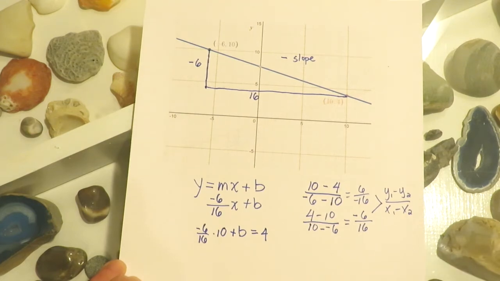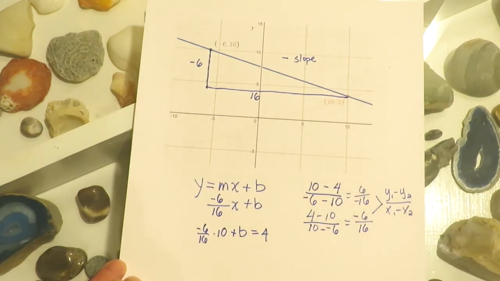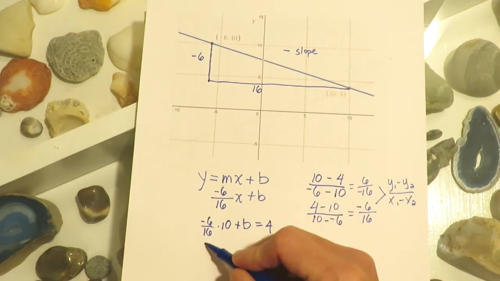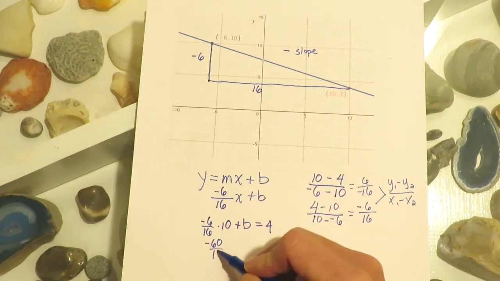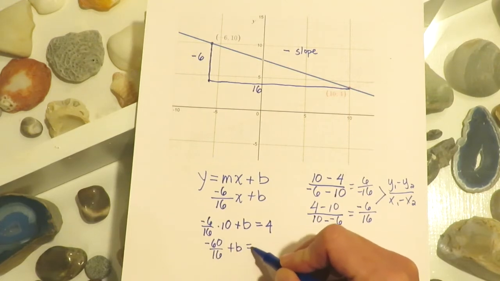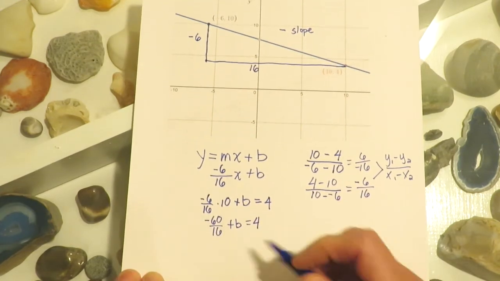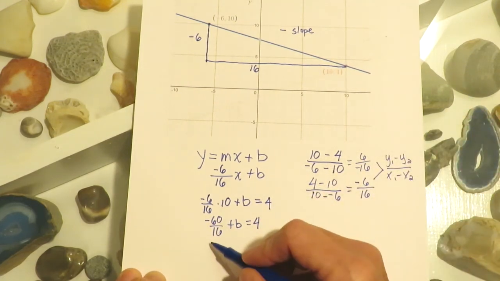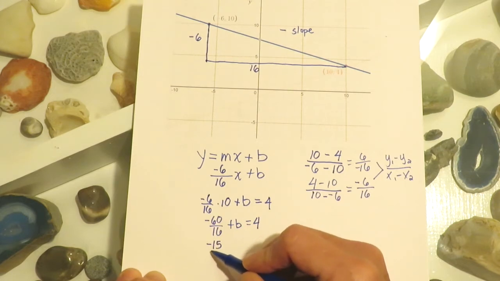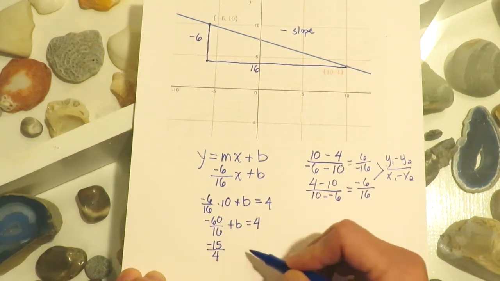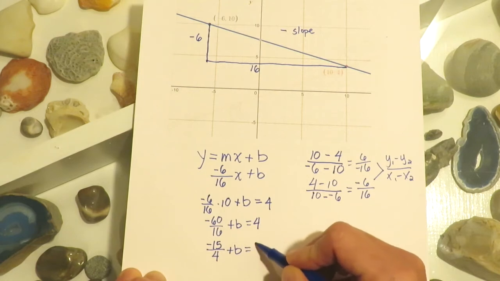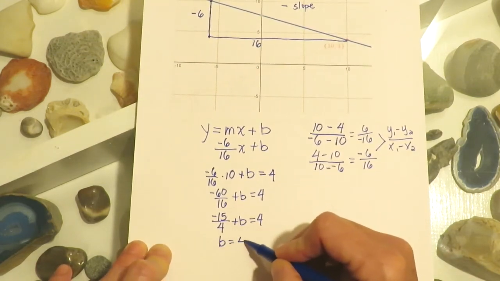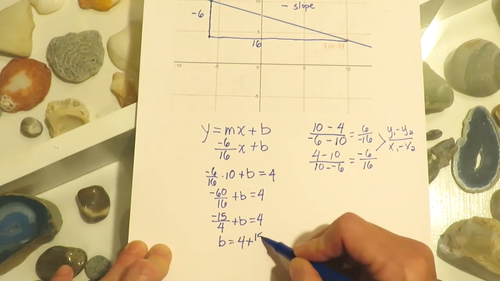Otherwise, my formula doesn't work, and it's not the formula of this particular line. So cleaning up this arithmetic here, I will get -60 over 16, but we can reduce that even more. They're both even. Actually 4 goes into both of them, so I'll divide the numerator by 4, I'll divide the denominator by 4, and then b will be 4 plus 15/4.